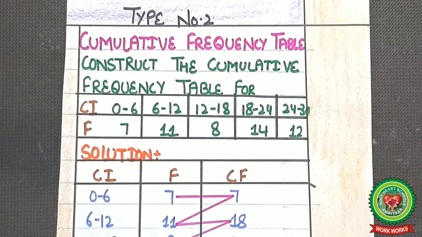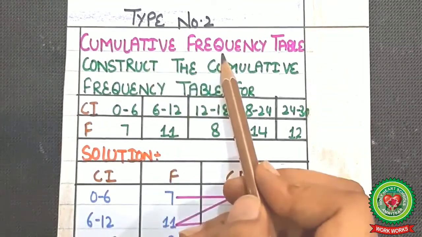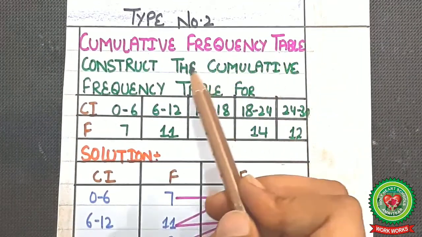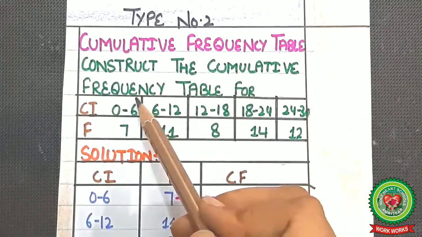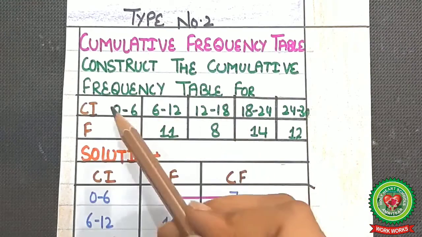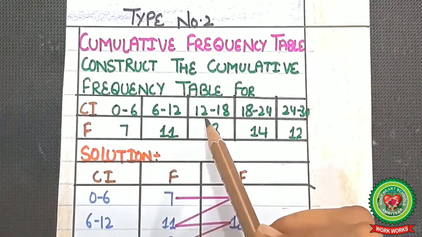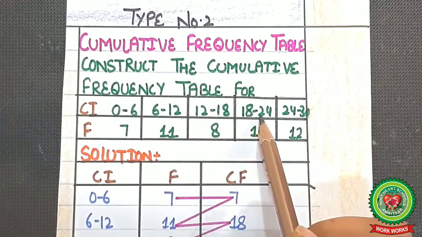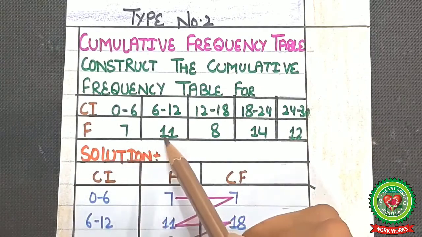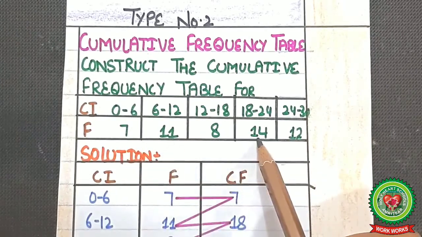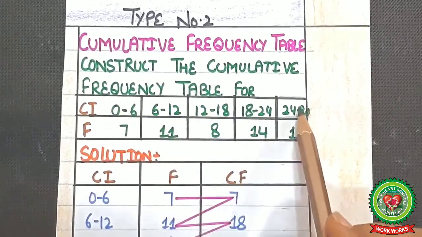Now, next we will understand how to draw a cumulative frequency table. Read the statement. What is the statement? Construct the cumulative frequency table for class intervals 0 till 6, 6 till 12, 12 till 18, 18 till 24, 24 till 30, and the frequencies are 7, 11, 8, 14 and 12. This is also an example of grouped data.